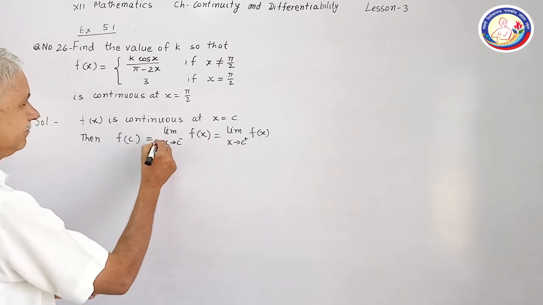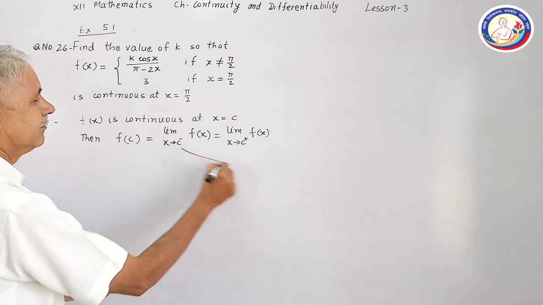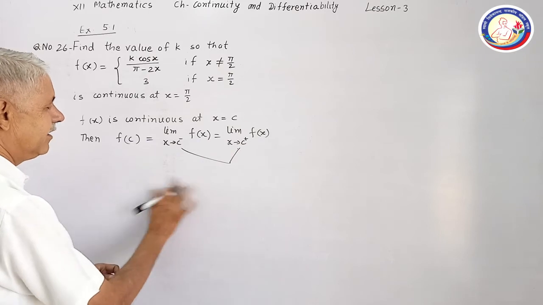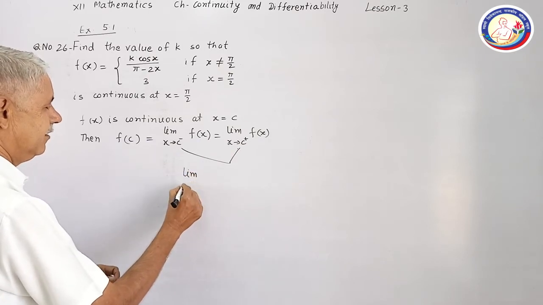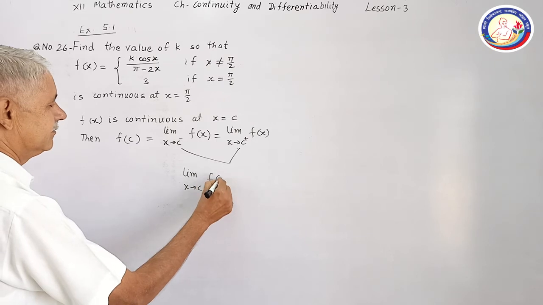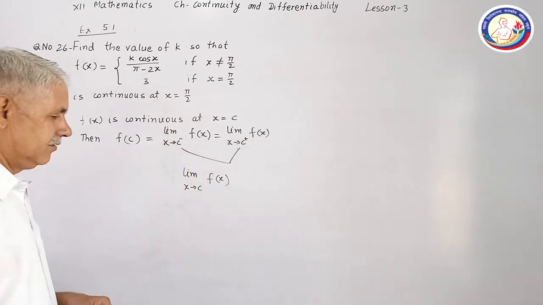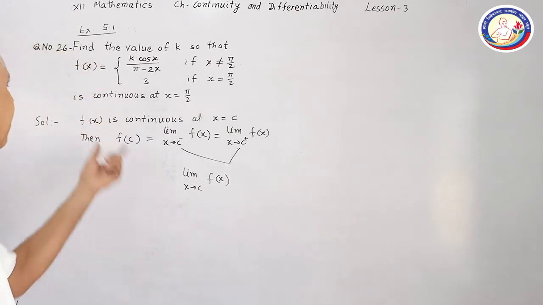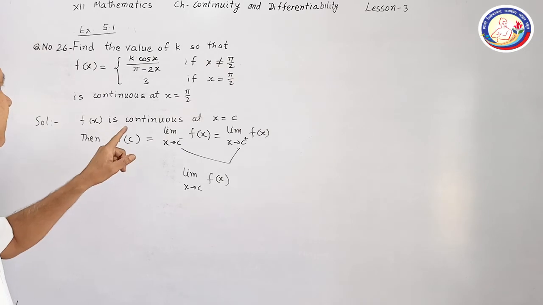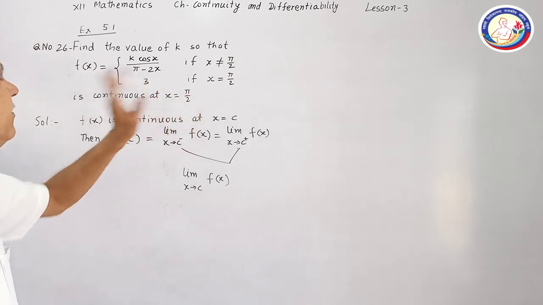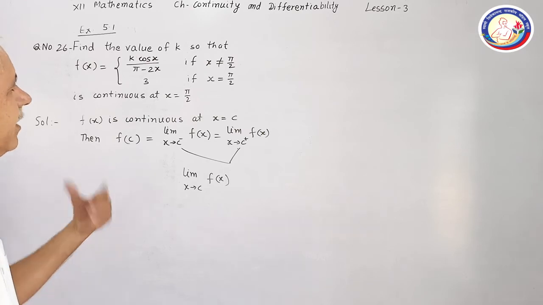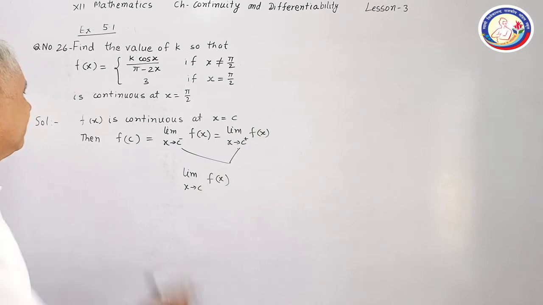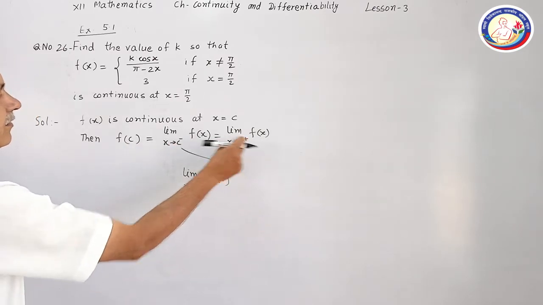We can combine both results and write it like limit x tending to c f(x), if both are equal. So what will be our procedure? First of all, we will find the value of the function at x equal to pi by 2. Then we will find the left hand limit or right hand limit, any one out of these two, because these are equal.